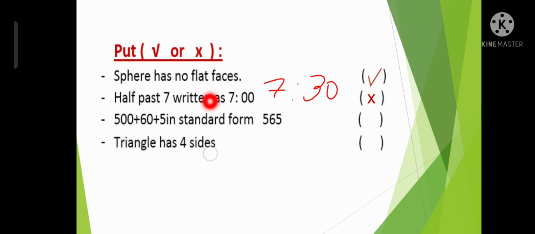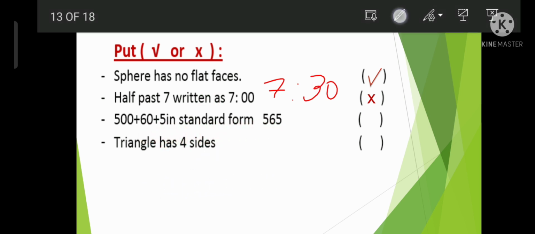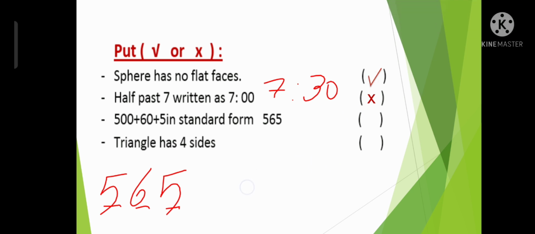500 plus 60 plus 5 in standard form. We have 3 places in hundreds, 1, 2, and 3. 5 in hundreds, start with hundreds, 5. And tens will be 6 and ones will be 5, so it will be 565. So this sentence will be true.